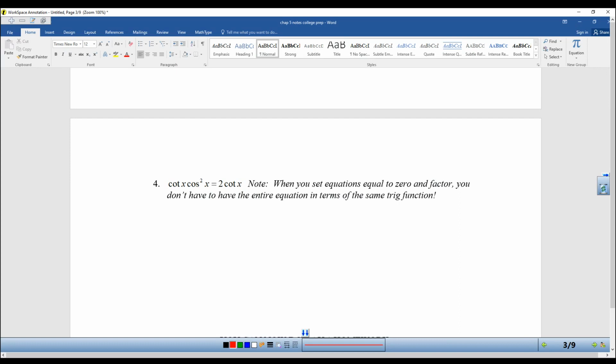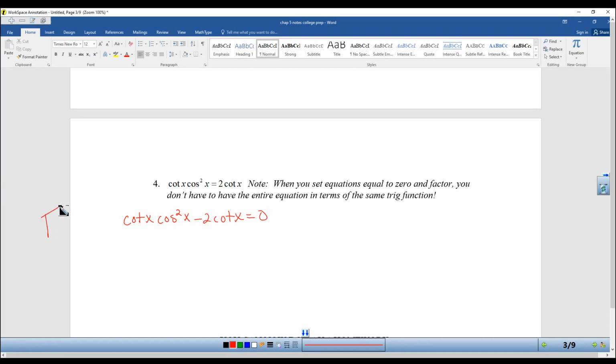Okay, next one. Cotangent times cosine squared is equal to 2 cotangent. So the note here is that when you set equations equal to 0 and factor, you don't have to have the entire equation in terms of the same trig function. So I'm going to set it equal to 0. And then I'm going to factor.